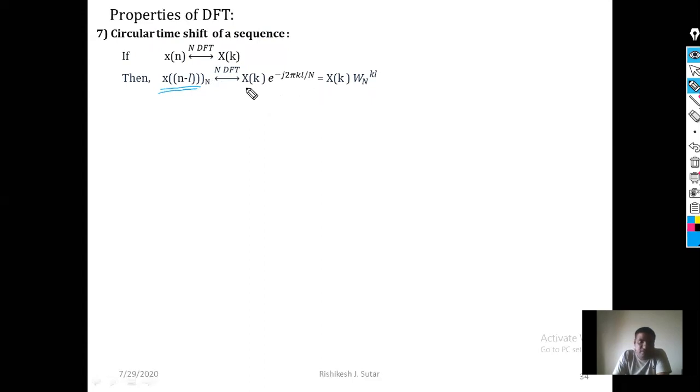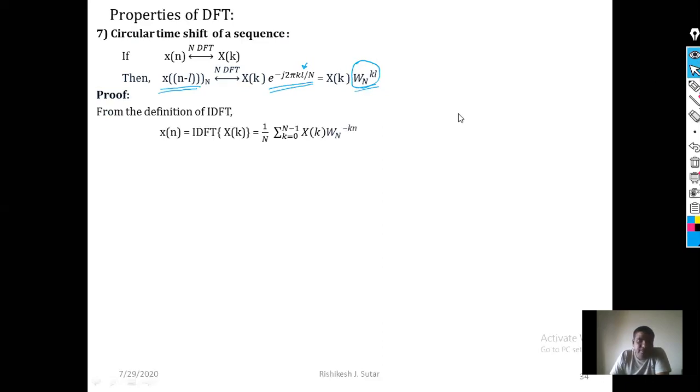So it is equal to what? It is equal to, if I shift the sequence in the time domain, it will get multiplied with the exponential component e raised to minus j 2 pi k l upon capital N, or otherwise you can say it as W subscript capital N superscript k l. Okay, that is the twiddle factor. So let us try to go further. Let us try to prove it.